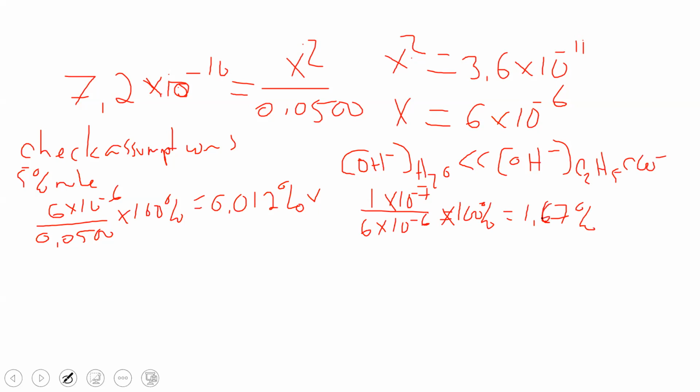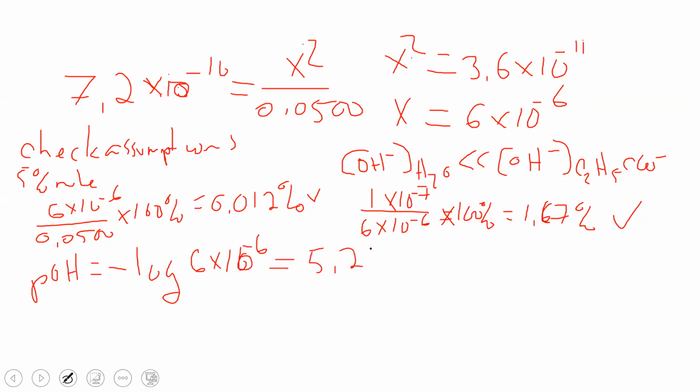And so that 1.67% is less than 5%. So that checks out. And so we can now say our pOH is equal to negative log of 6 times 10 to the minus 6, which is 5.22. And so our pH is equal to 14 minus 5.22. And so we get a pH of 8.78.